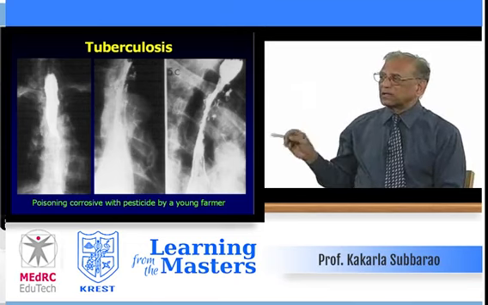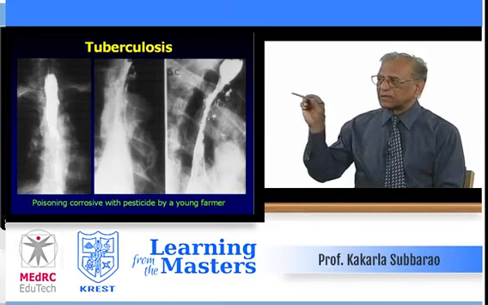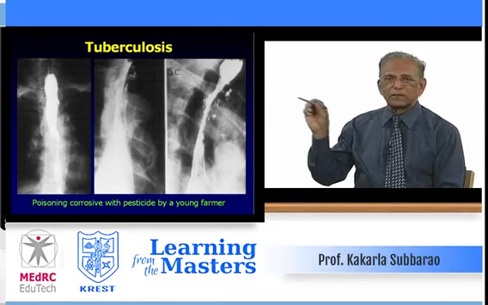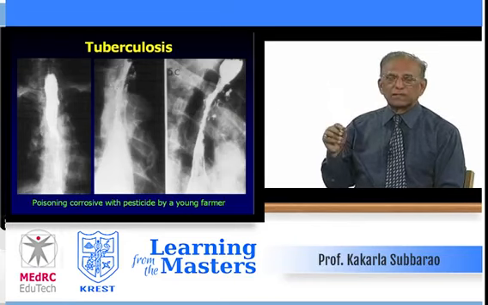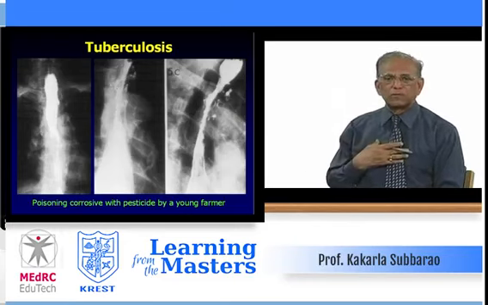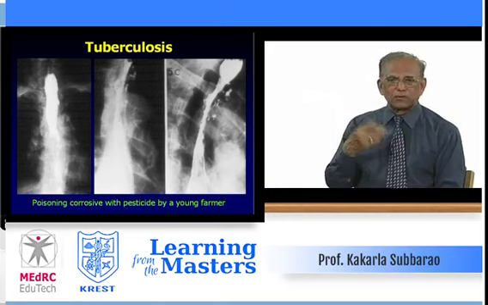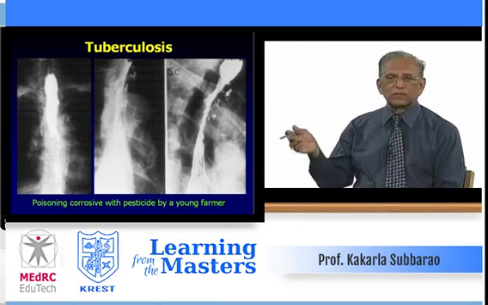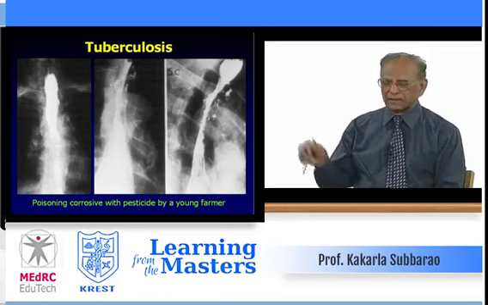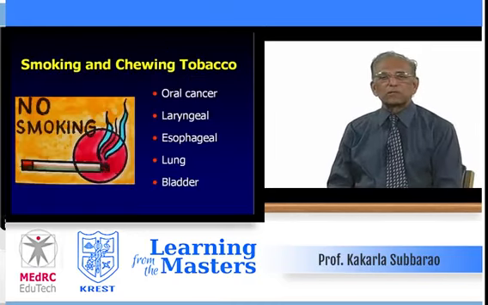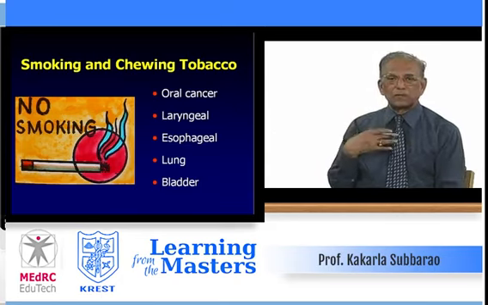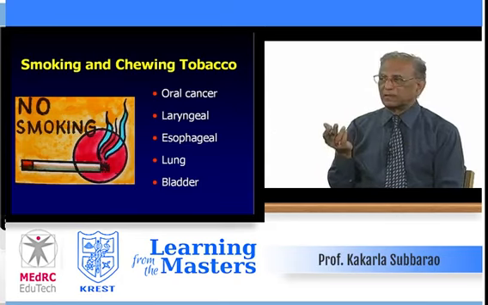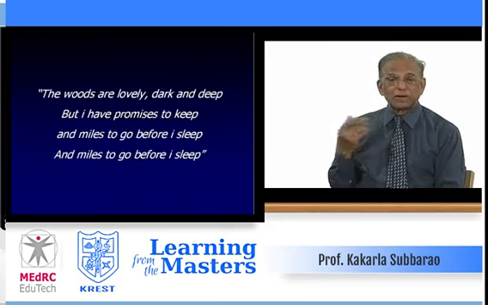The one on the right side again shows multiple sinus tracts. It is not due to pesticide. It is due to the tuberculosis of the esophagus. Invariably, these people who have tuberculosis of the lungs swallow the sputum and foci of tuberculosis are implanted in the esophagus. And smoking is also common in tropical countries. And smoking causes oral cancer, head and neck cancer, laryngeal cancer, esophageal cancer, lung cancer, even bladder cancer.